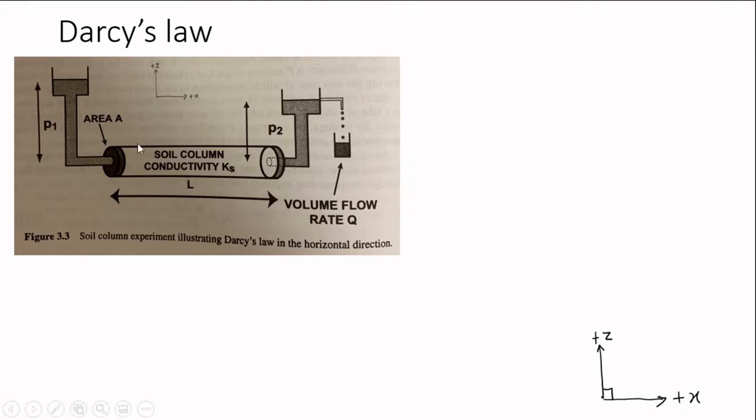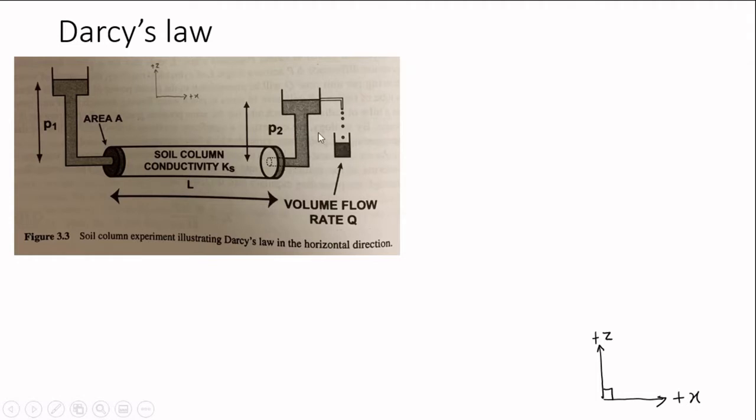Okay, now let us look at Darcy's law. Okay, so we have a figure here. Figure 3.3 shows a soil column experiment illustrating Darcy's law in the horizontal direction. So we have a soil column with the length of L. We place it horizontally. There is water entering from the left side.